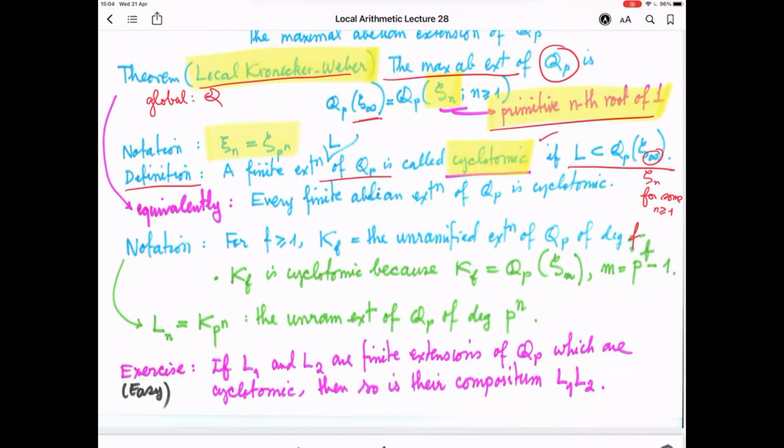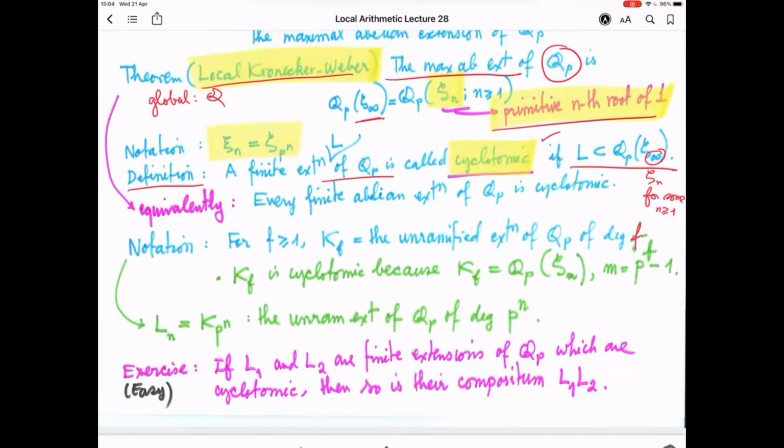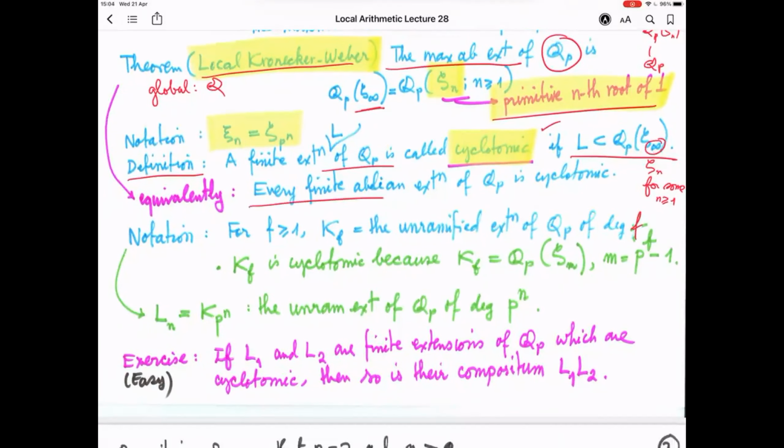And obviously, if it is cyclotomic, then it is an abelian extension, because, as I have just said, over Qp, or over any field whatsoever, when you adjoin a primitive nth root of unity, you get an abelian extension. So cyclotomic extensions are abelian. What we are going to prove is that every finite abelian extension is cyclotomic. So it's the converse, and the converse doesn't always hold. It holds only for some fields. It holds for fields such as Qp.